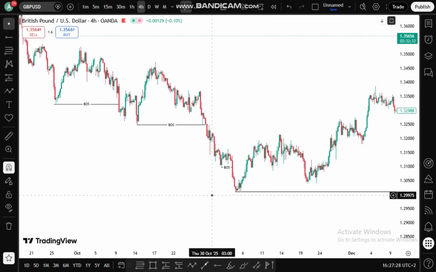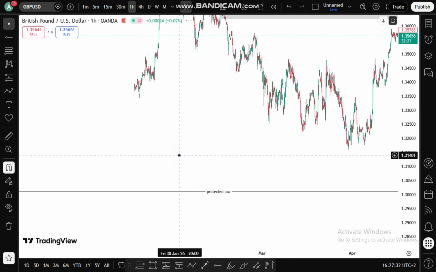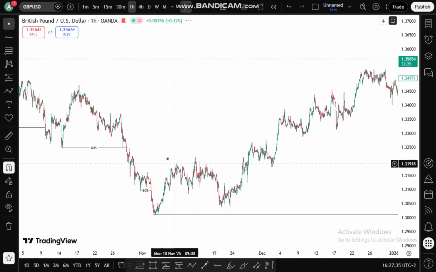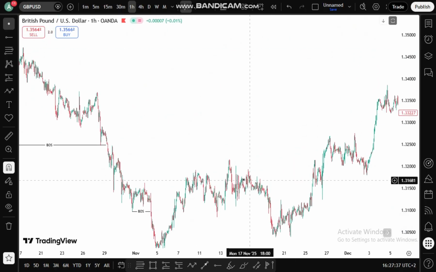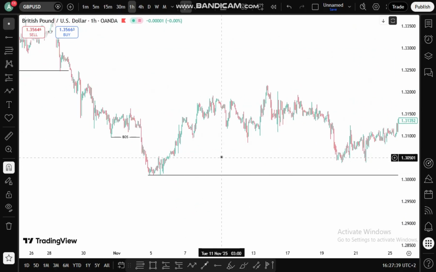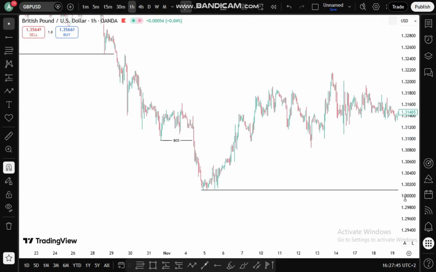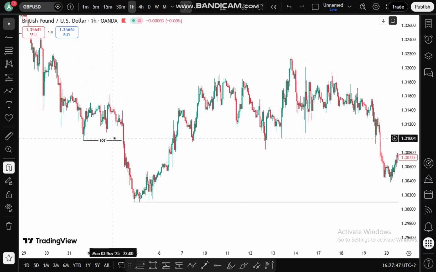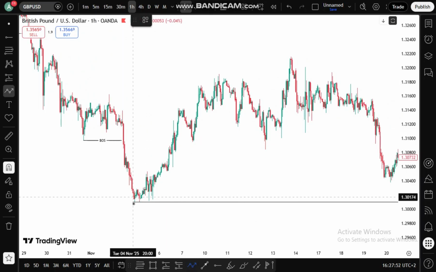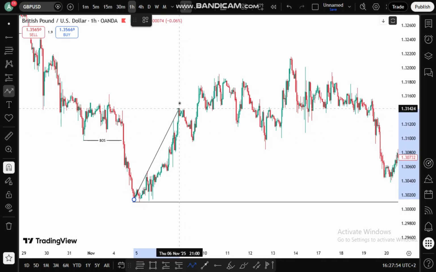So where is our change of character here? Our change of character, we can zoom in the lower time frame, which is the 1 hour. But 1 hour is also a bigger time frame. 1 hour, 4 hour, daily. This is our most powerful time frame ever. As you can see, it's a valid break of structure. So this becomes our change of character.